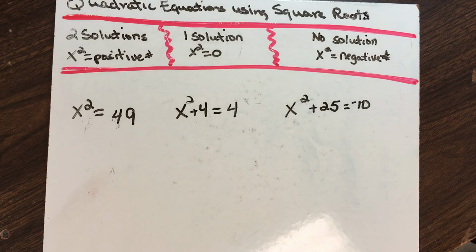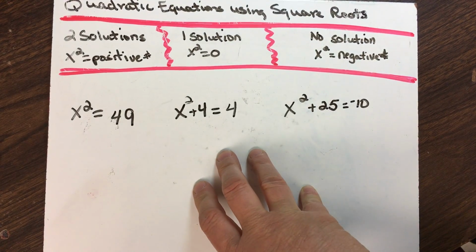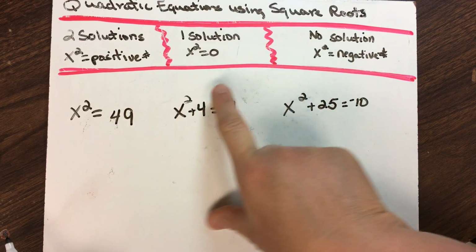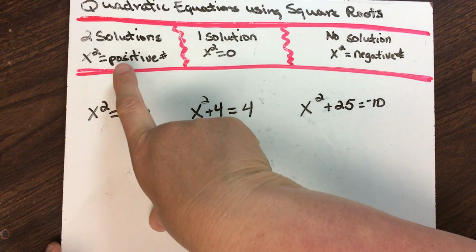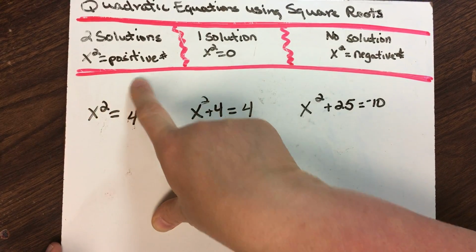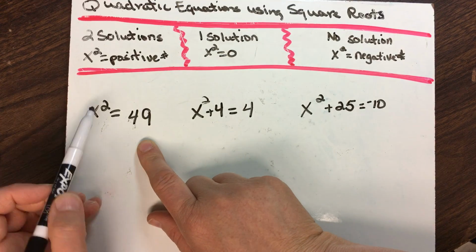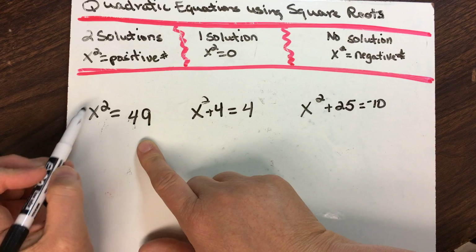All right, today we're working with quadratic equations that have square roots. And so some of the things that we're looking for when we solve these is whether it has two solutions, one solution, or no solutions. So in this case, if it has two solutions, my x squared is going to equal a positive number. So I know I'm going to end up, in this case, with a positive number. So this will have two solutions.